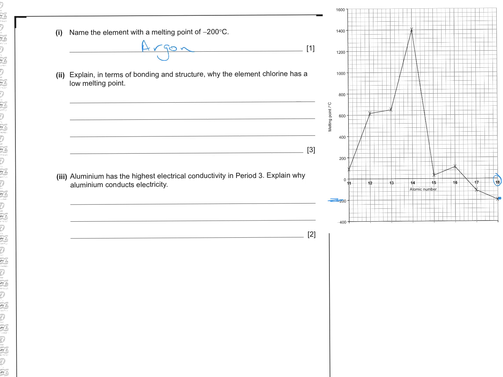Part 2. Explain in terms of bonding and structure why chlorine has a low melting point. So chlorine is Cl2, and it is a simple covalent or a molecular covalent molecule. And that means that it has strong covalent bonds within the molecules. So if I draw that here, this bond is strong. However, simple covalent molecules have weak van der Waals forces between the molecules, and they take little energy to break. So it's those weak van der Waals forces that result in chlorine having a low melting point, and that same answer applies to all simple covalent molecules.